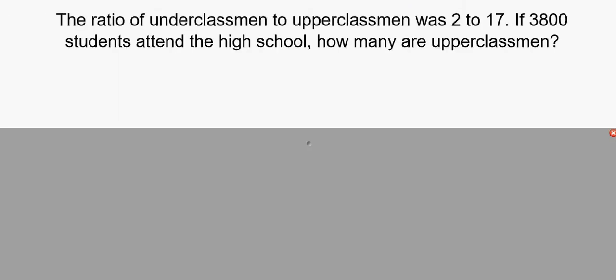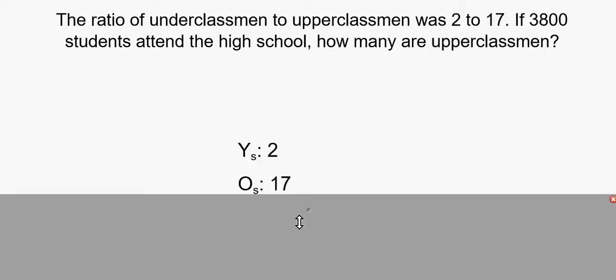One more time. The ratio of underclassmen to upperclassmen was 2 to 17. If 3,800 students attend the high school, it must be a public high school, how many were big kids, older kids? What are the ratios implied? Obviously, 2 to 17 is underclassmen, upperclassmen. That's not new. What's the third number we know that we haven't talked about until today? Lesson 100 tells us there is a total. And what is that most reduced total? Add your two components to the reduced ratio. 2 and 17 gives us 19 for the total.